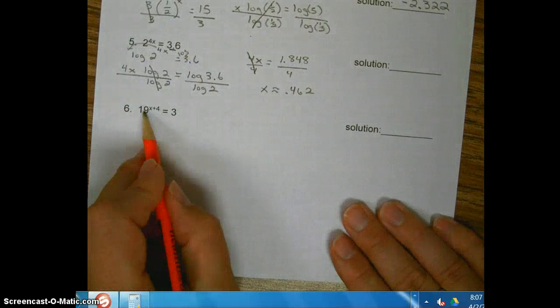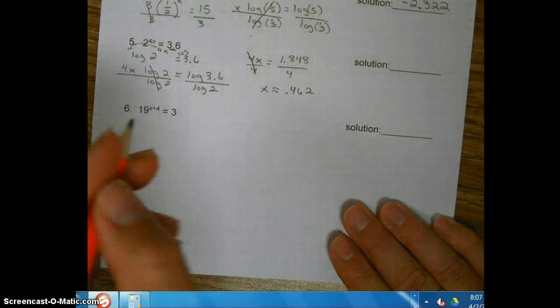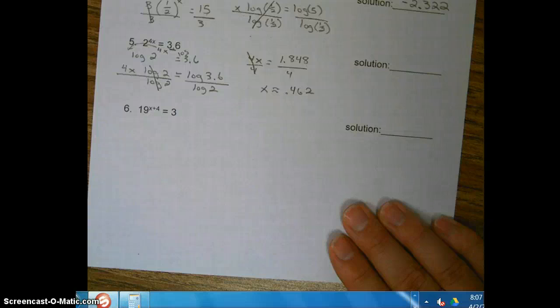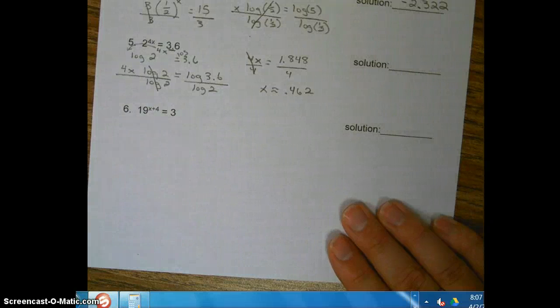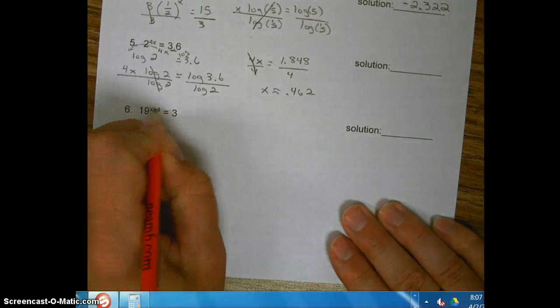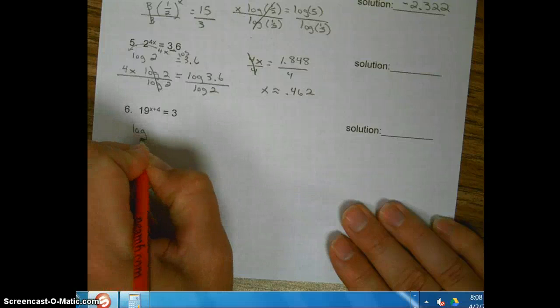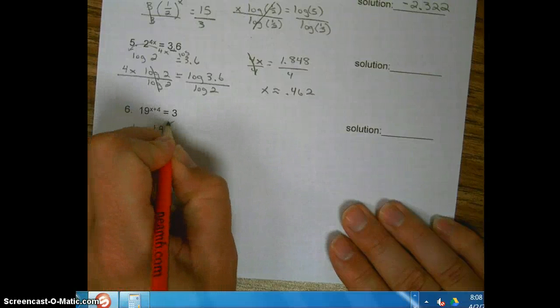All right, number 6. Okay, we have a base raised to an exponent, so there's nothing we can do except, what is it? I'm waiting. That's correct. Excellent. Take the log of both sides. That's how we can solve exponents. We can take the log of both sides. All right, so here we go.